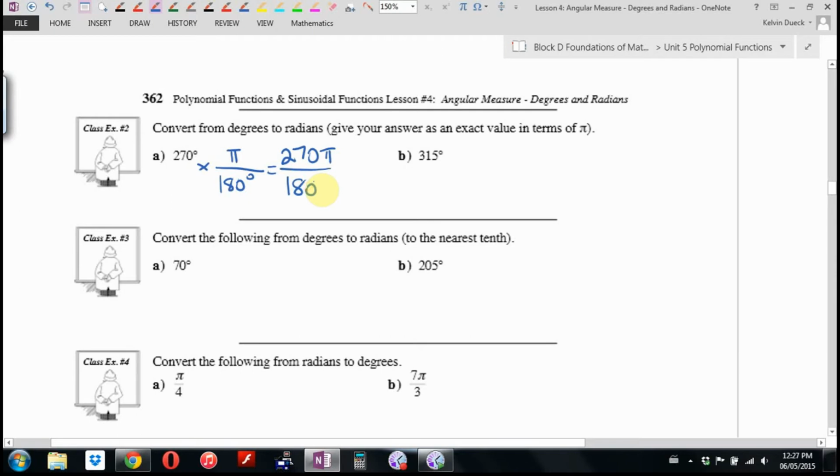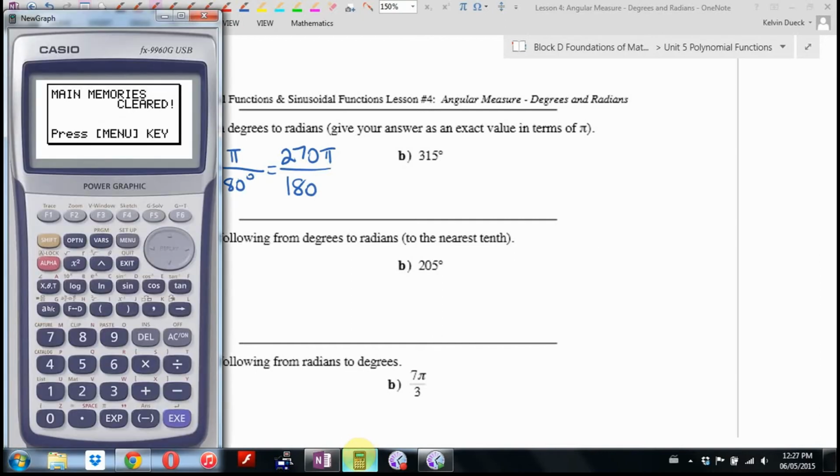That's what they mean when they say leave it as an exact value in terms of pi, except we're going to ask you to reduce the fraction part. What is 270 over 180 in lowest terms? Now you can either do it in your head, because I think you can divide everything by 90, or you can use the fraction button on your calculator. Okay, so you can go, if you wish, 270, fraction button, 180, which is 3.